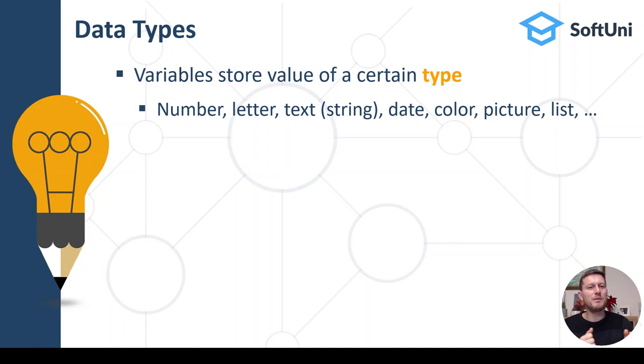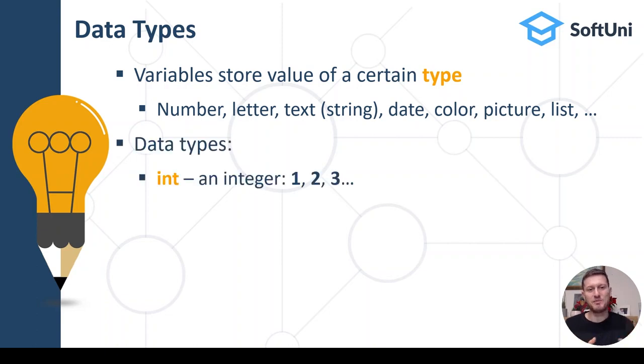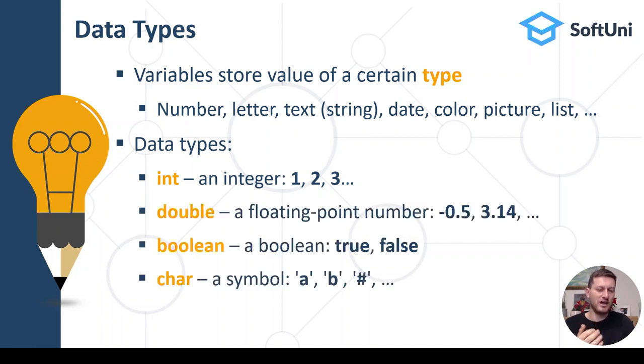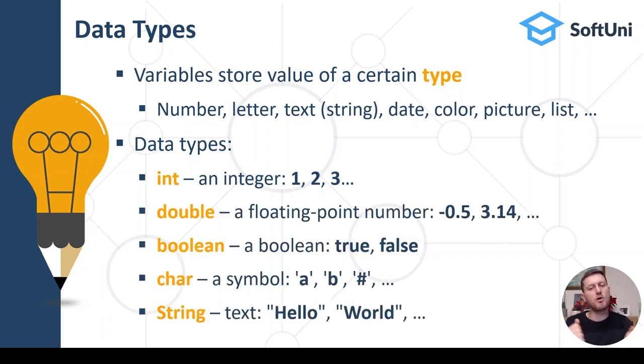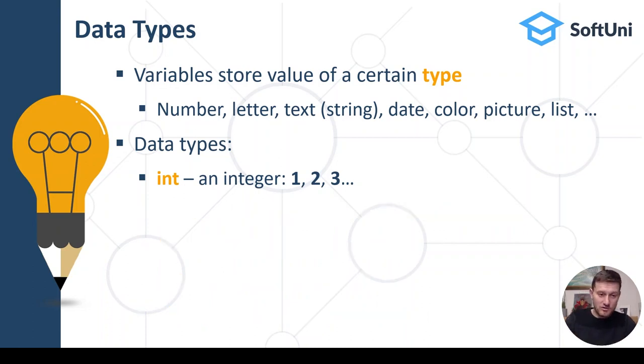So variables can hold numbers, letters, strings, texts, it can be a date or color or picture or list of customers, for example, or video or some kind of data or objects. So data types in Java can be primitive types like int, float, double, boolean, or some more complex types like string, like array, like list. We'll mention all of them.